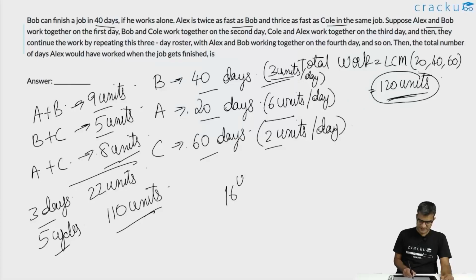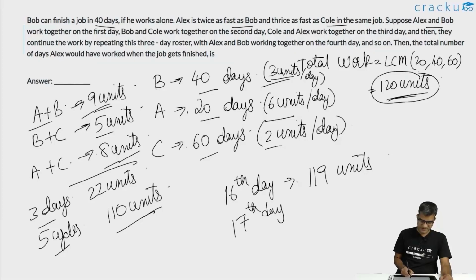On the 16th day, Alex and Bob will work. They will complete 9 units of work. So the total work that is done is 119 units. And on the 17th day, the total work will be finished. On the 17th day, Bob and Cole will work. They can complete 5 units of work. So they can easily complete the remaining 1 unit of work, and then the work is finished.